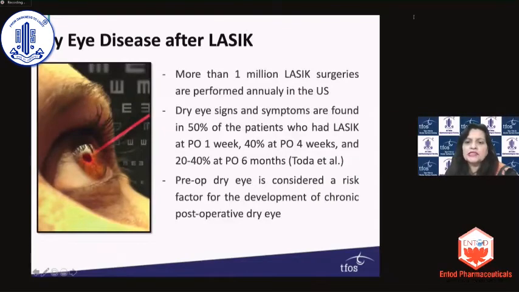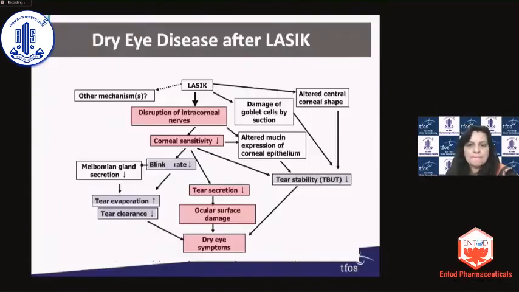Then dry eye signs and symptoms are present in almost 50% of the patients who've had LASIK, and they subside by post-op 6 months. And pre-op dry eye is an important factor which is considered as a risk factor for development of chronic dry eye symptoms after LASIK. Now, this mainly occurs because of the disruption of the intracorneal nerves, because of which corneal sensitivity decreases, which causes a decrease in the blink rate and decreased tear secretion, ocular surface damage, and dry eye symptoms.